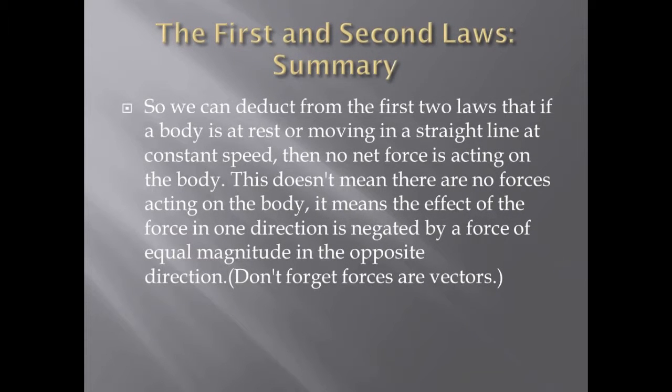So, summing up Newton's first and second laws, we can deduce from the first two laws that if a body is at rest or moving in a straight line at constant speed, then no net force is acting on the body. This doesn't mean there are no forces acting on the body. It means the effect of the force in one direction is negated by a force of equal magnitude in the opposite direction. Don't forget, forces are vectors.